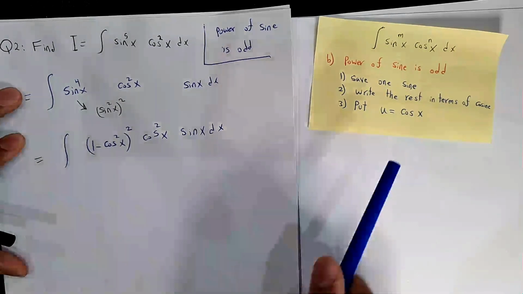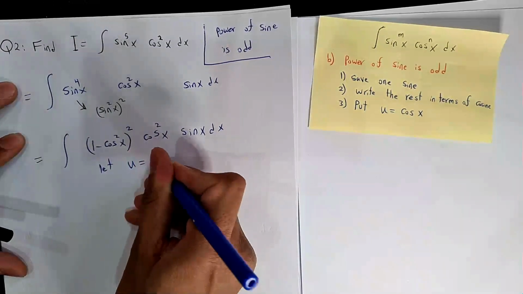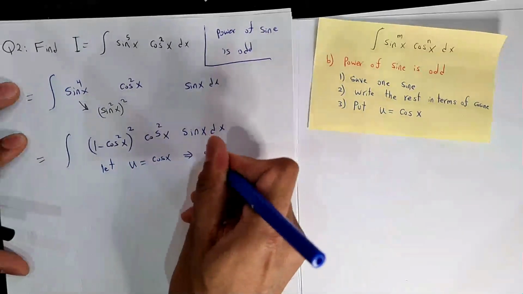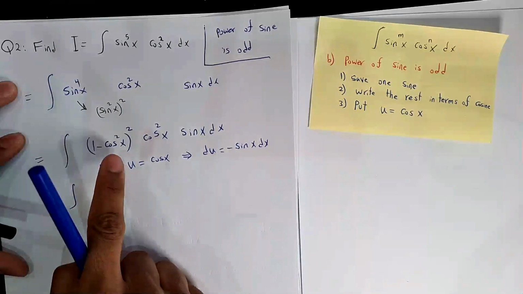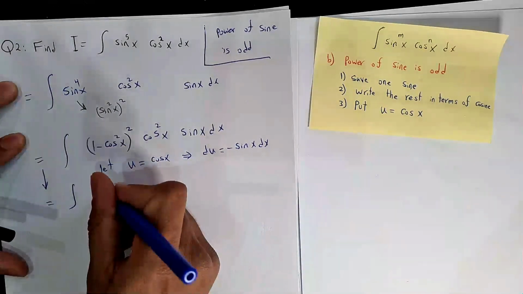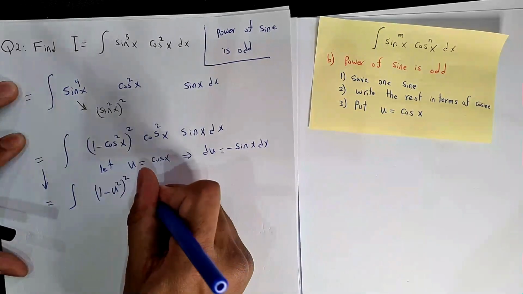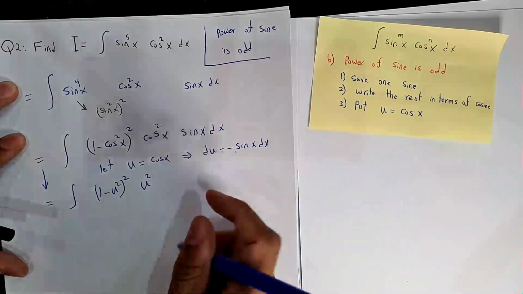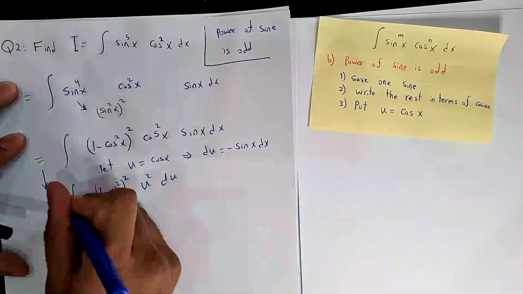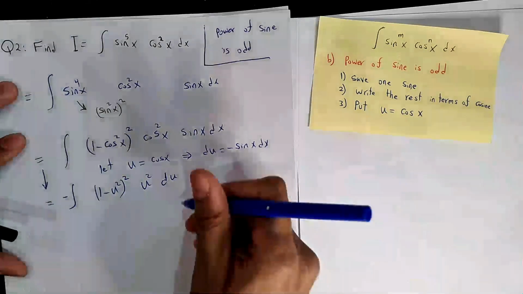Remember, here I am looking for the substitution u equal cosine, so I will say let u equal cosine x, so my du is minus sine x dx. Remember, the cosine will be your u. This integral will be 1 minus u square all square times u square and sine x dx. Read it from here, it is du over minus 1. So I will write du here and minus outside the integral. This is a very simple integral. Just do it and finish the solution.